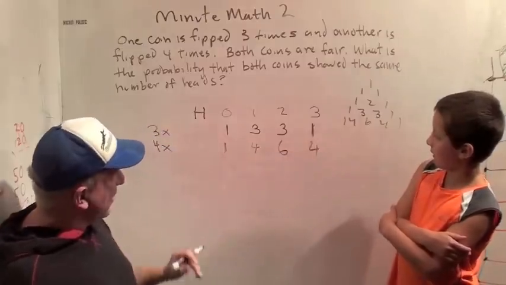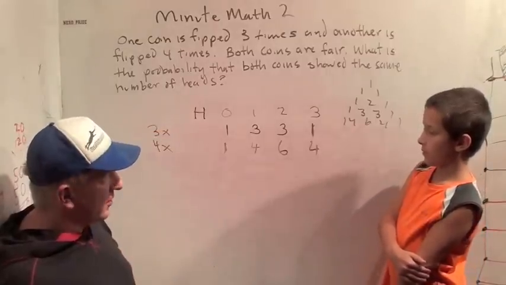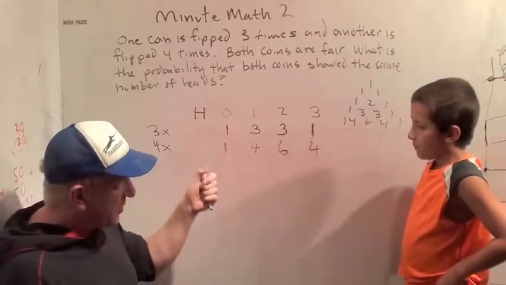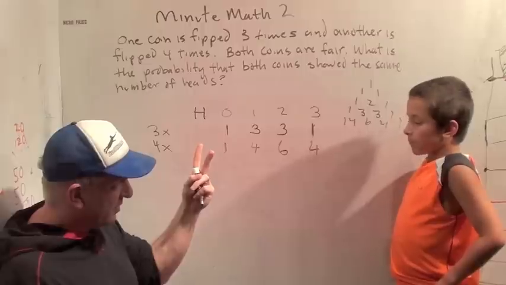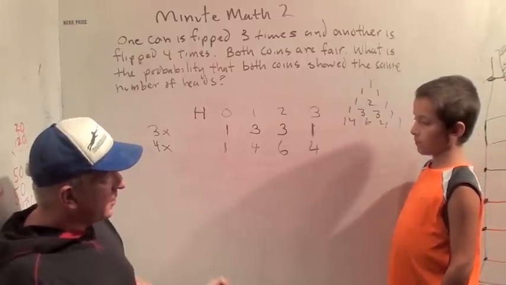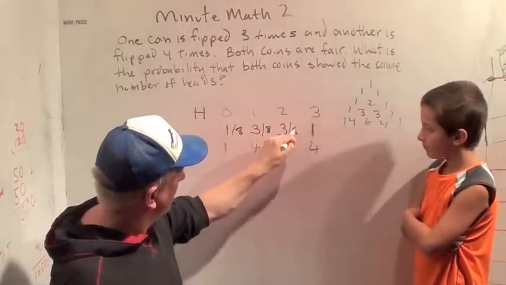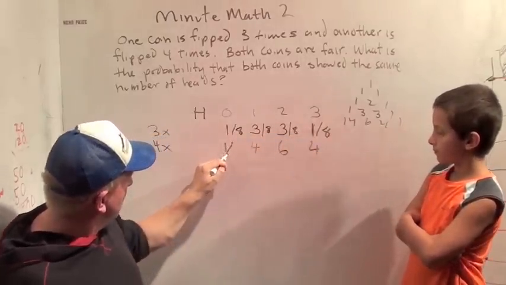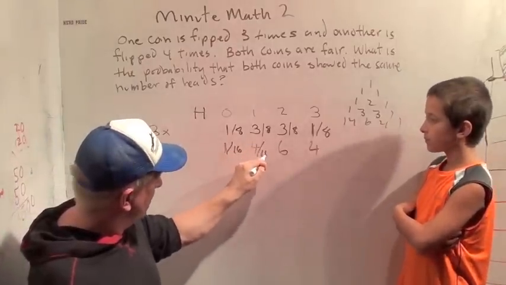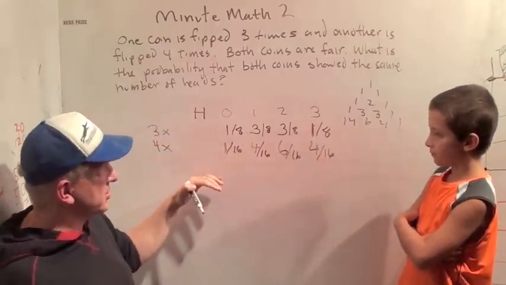Now, how many total different possibilities can you get flipping 1 coin 3 times? Well, I'll ask it and answer it. Each time you flip it, you have 2 possible things you can get, heads or tails. So you get 2 to the 3rd ways. And 2 to the 3rd is 8. So this is 1/8, 3/8, 3/8, and 1/8. For 4 flips, there's 2 to the 4th ways, so this is 1/16, 4/16, 6/16, and 4/16. Right now I'm not simplifying the fractions.